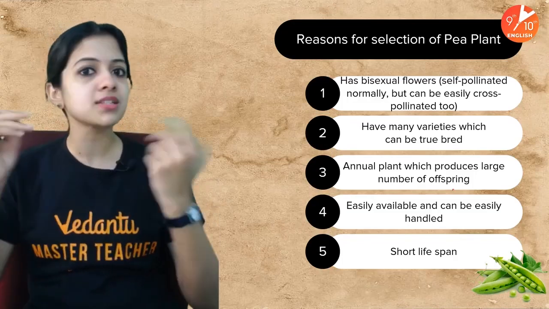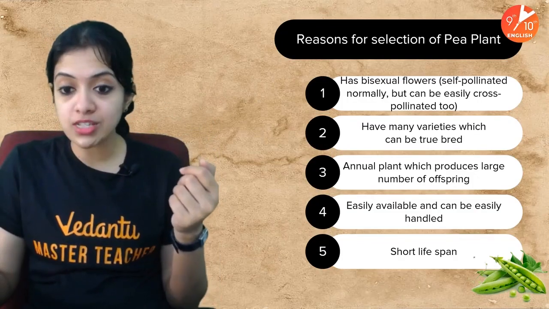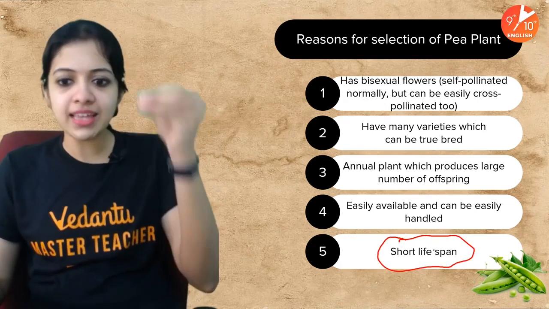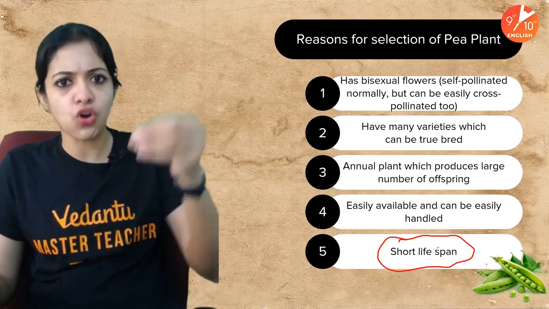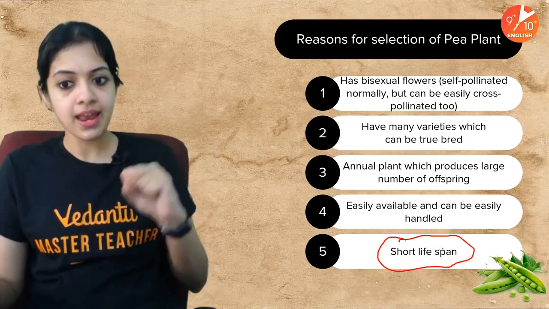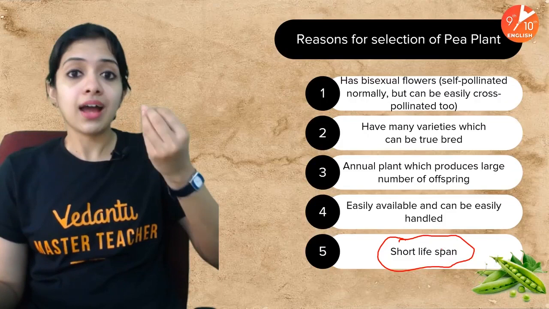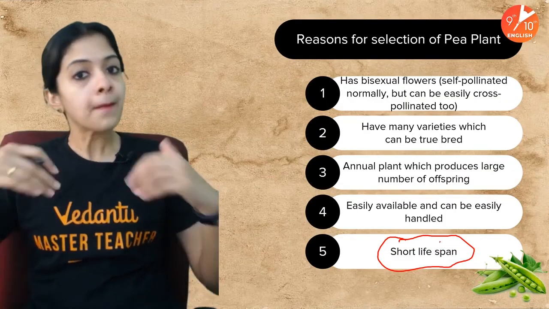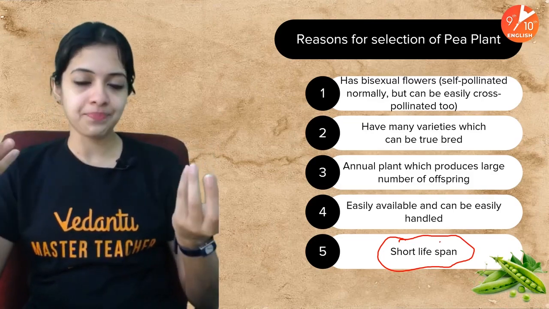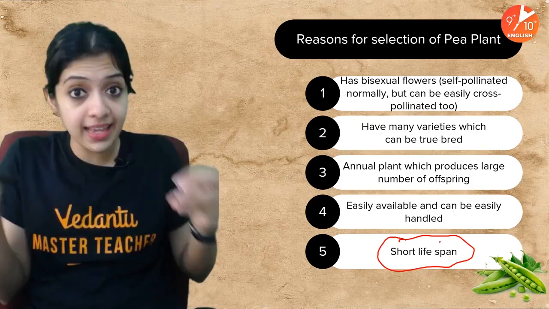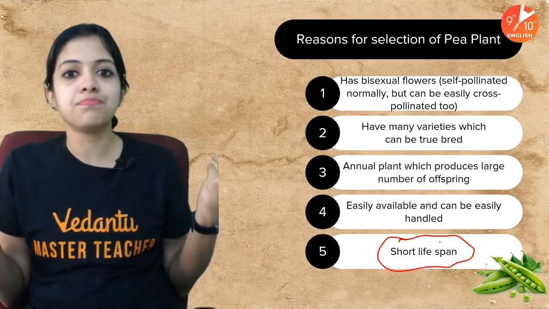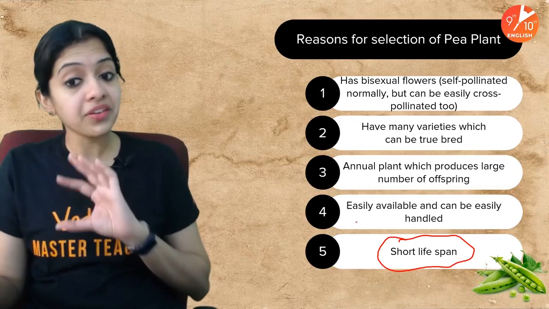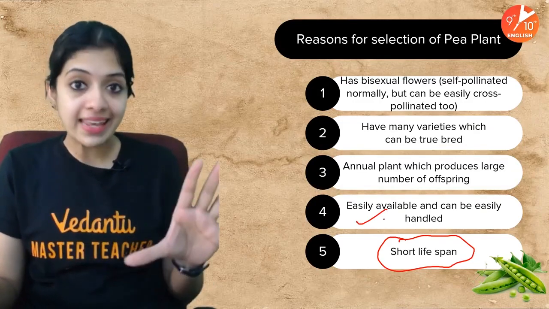But in the pea plants, that's not the case. They have a very short lifespan, as I have written here, which means within a few months or less than one year, they end up producing many generations. The more the number of generations, the better. And the more the number of offspring in each generation, even better, right? So another advantage is that pea plants were easily available and they could be very easily handled.